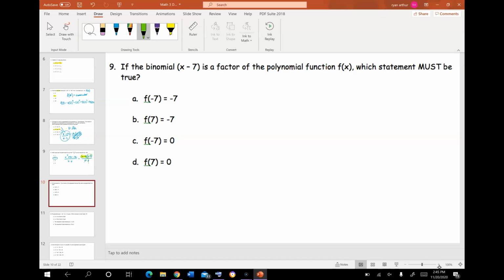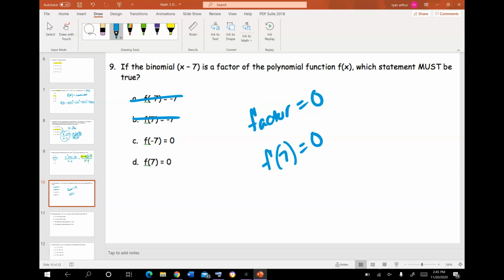Okay? Next one. If the binomial x minus 7 is a factor of the polynomial function, which statement must be true? If you're a factor, equals 0. Okay? So it's obviously not A or B. And remember when it's in parentheses, you have to change your sign. So f of 7 must equal 0 in order for it to be a factor. So your answer is D.